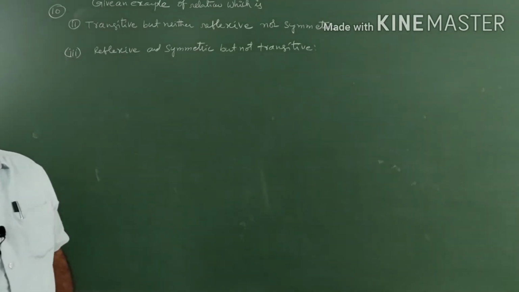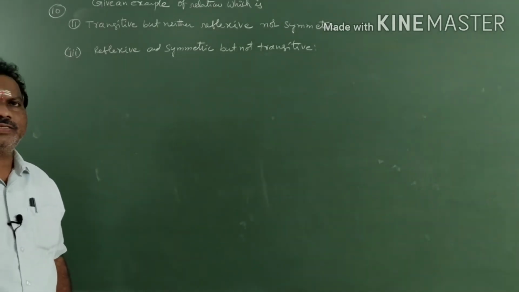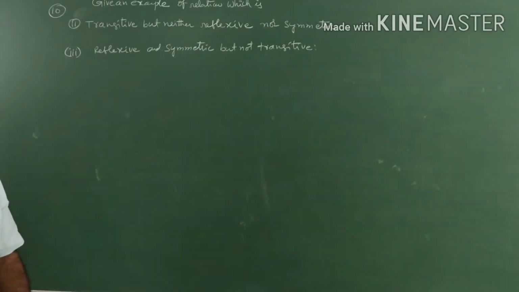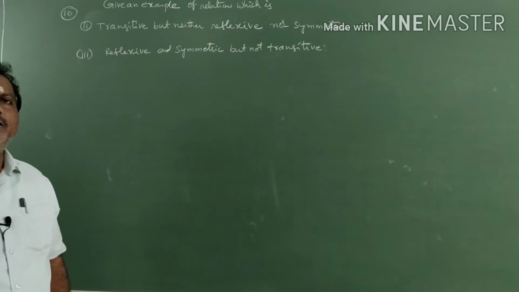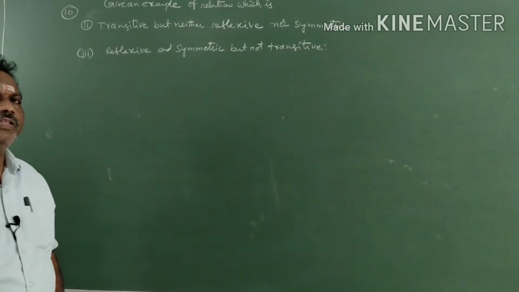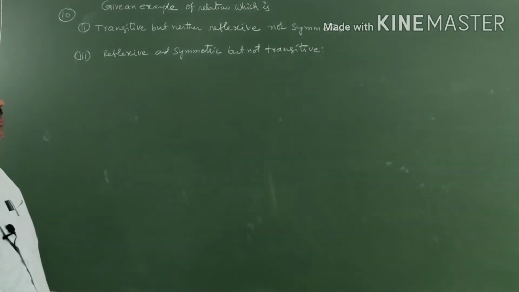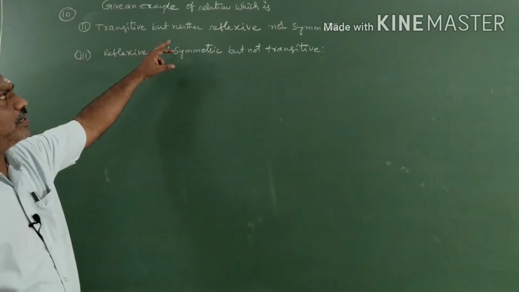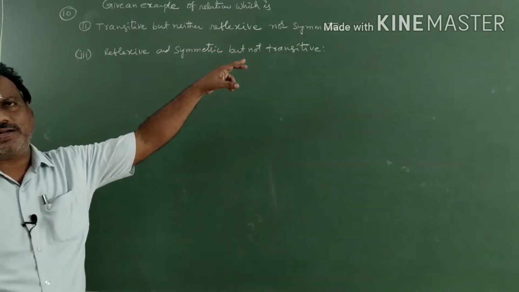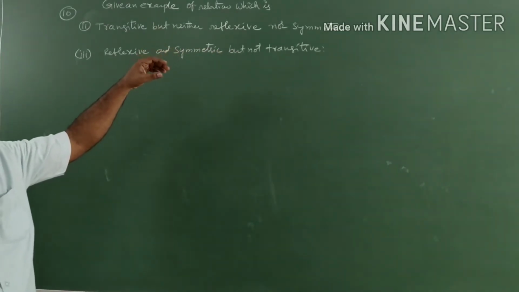Right students? In 10th problem, exercise 1.1, we have 5 subdivisions. Last class we completed the first subdivision. Now we will go through the second and third subdivisions. What are those? Give an example of a relation which is transitive but neither reflexive nor symmetric. That is the second subdivision.